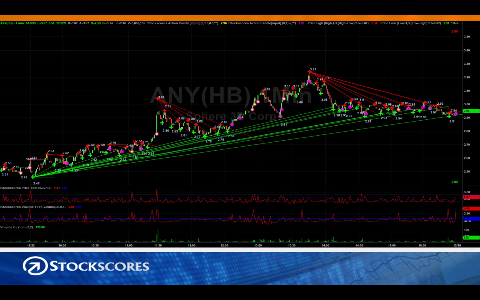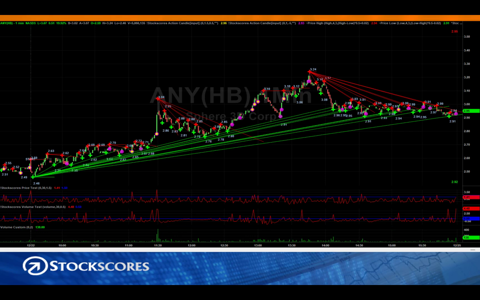How many times it trades. And in TradeStation, there is an indicator available called Volume Custom, where you can plot it by number of trades. So again, this is a 1-minute chart, and this bar right here had 138 trades. So on that 1-minute interval, that stock traded 138 times. Whereas on this bar, it traded much more, probably 450 times on that bar, maybe 400.